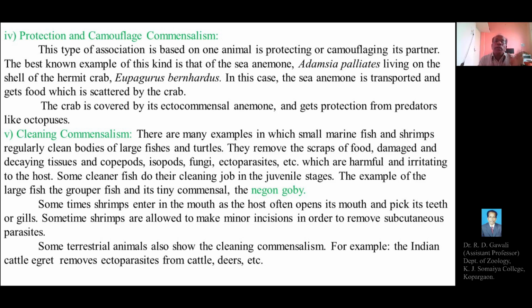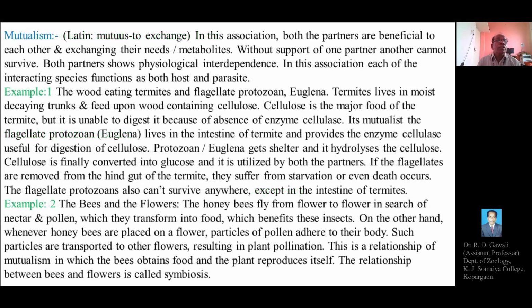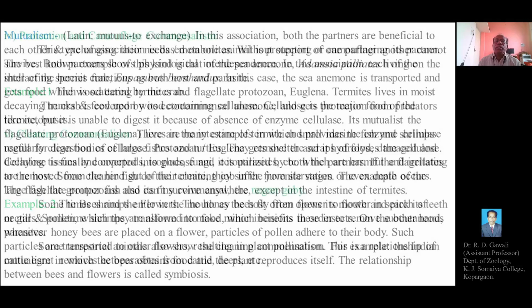So ultimately this provides a service of cleaning the body of the cattle and deers by removing the ticks and mites, which are used by the cattle egret as food. So this is also a relationship between the cattle egret and the cattle and deers that shows an example of cleaning commensalism. So this is about commensalism.